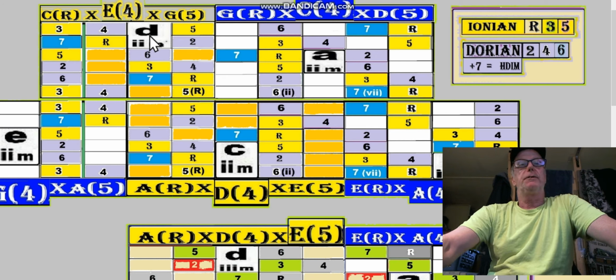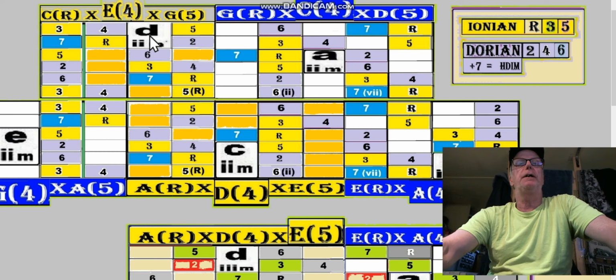To get the relative parent of a minor, you go up one pentatonic scale member. So D goes to E in pentatonic scale. D minor goes to the fourth, which is F, which is the fourth of C. So both of these go up one. The letter goes up one, and the number goes up one.